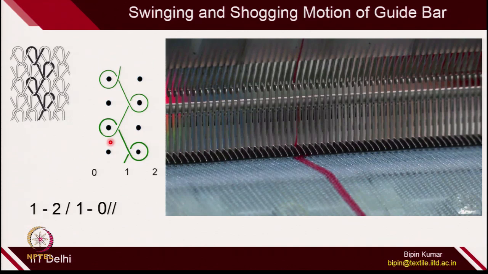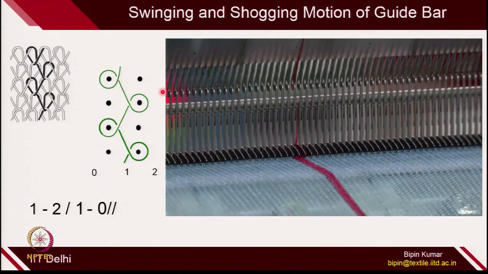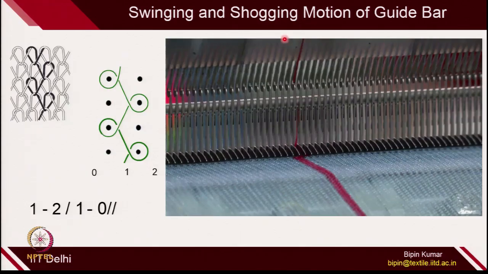So, this is clear. Now, the question is how these guides, which are shown on the top, get their motion. You can see these are all guides which are connected to the same guide bar. So, the question is how this particular guide bar gets the motion. The swinging and sagging motion of this particular guide bar is coming from the main motor with the help of some particular mechanical arrangement.